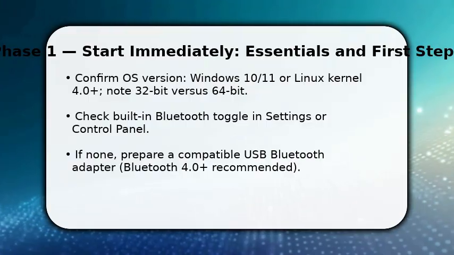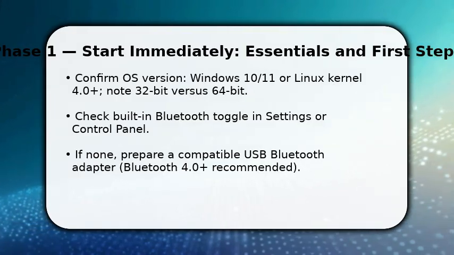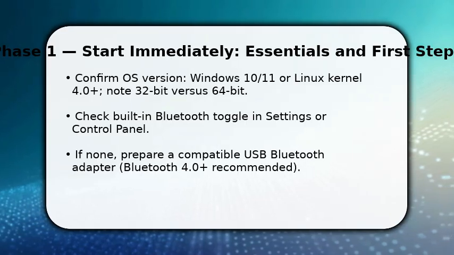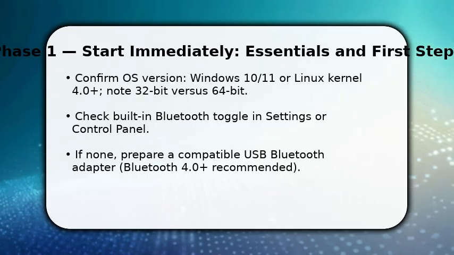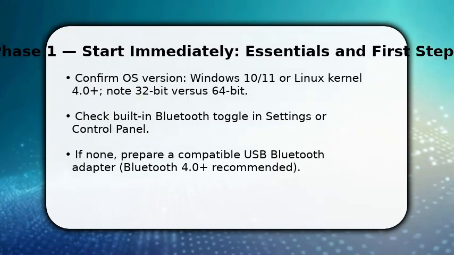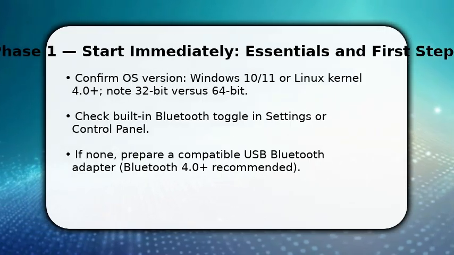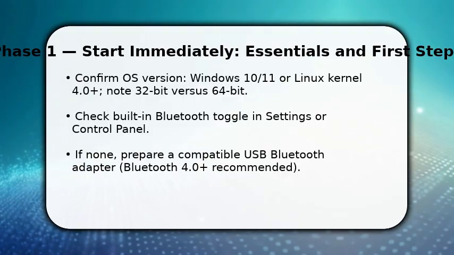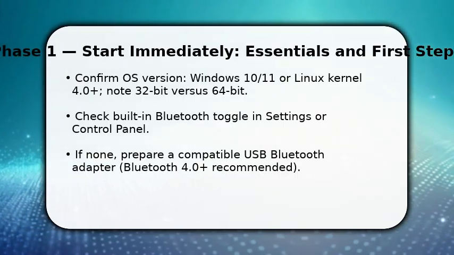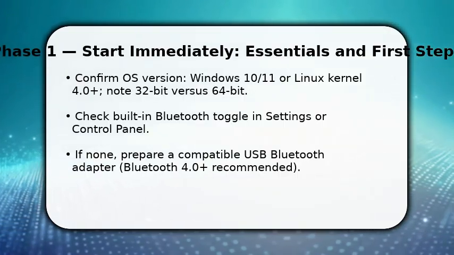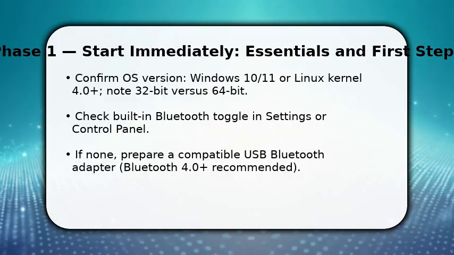You begin by confirming the essentials, your OS version and whether your PC already has Bluetooth hardware. Once done, open Settings or Control Panel and look for the Bluetooth toggle. Enable it if present. If no toggle exists, plug in a USB Bluetooth adapter, choose Bluetooth 4.0 or newer for range and battery benefits. Next, make sure to install any manufacturer drivers included on a USB stick or downloaded file. This step registers the hardware, so the OS can discover devices.